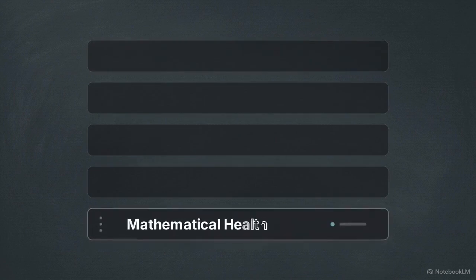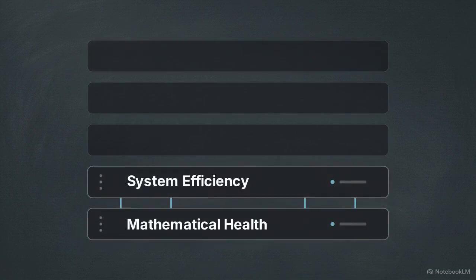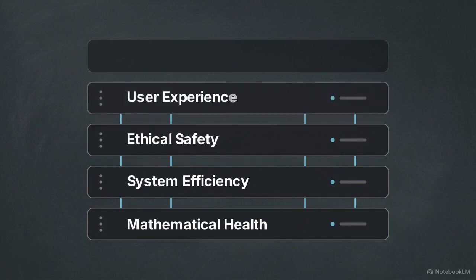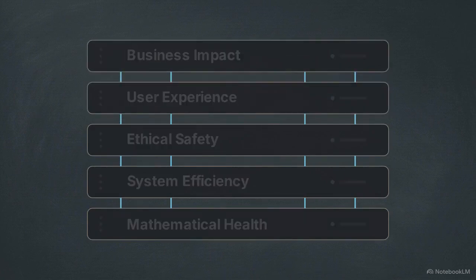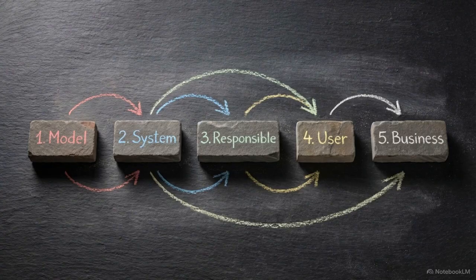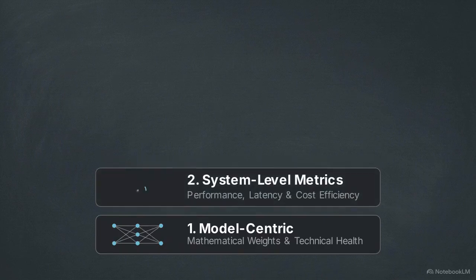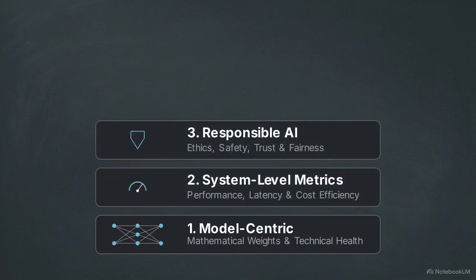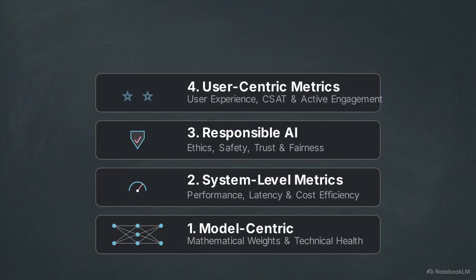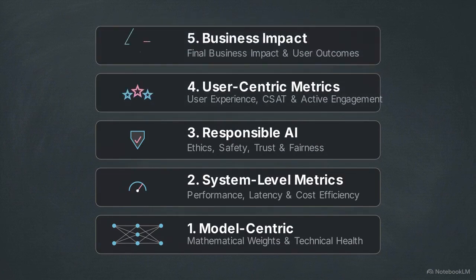You must build an evaluation stack that connects the mathematical health of the model to system efficiency, ethical safety, user experience, and ultimately business impact. This evaluation stack requires 5 distinct layers of measurement. We have to construct this framework layer by layer, evaluating the system at every stage of its lifecycle, starting deep within the mathematical weights of the neural network and moving all the way out to the end-user screen.